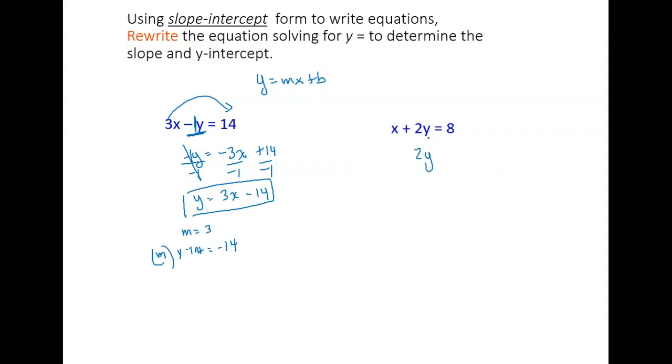Okay, same thing here. We're going to leave the 2y on the left side. We're going to bring that x over, so it'll become a negative x plus 8. Divide by 2. Every term gets divided by 2. So we get y equals negative x over 2, or you could say negative 1/2 x. That works too. And then 8 divided by 2 is 4, so plus 4.